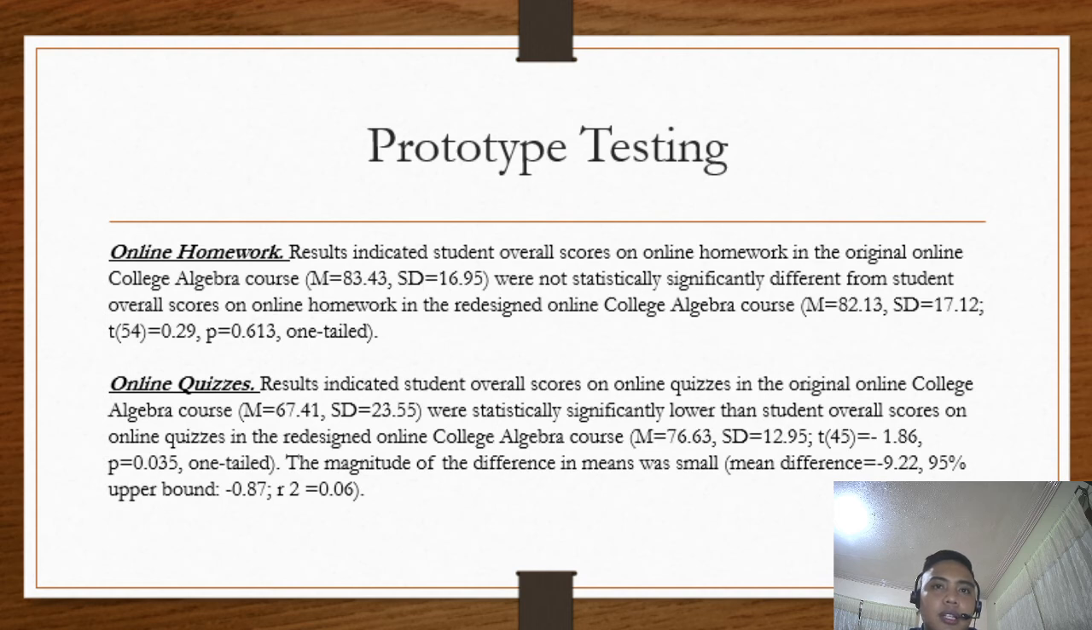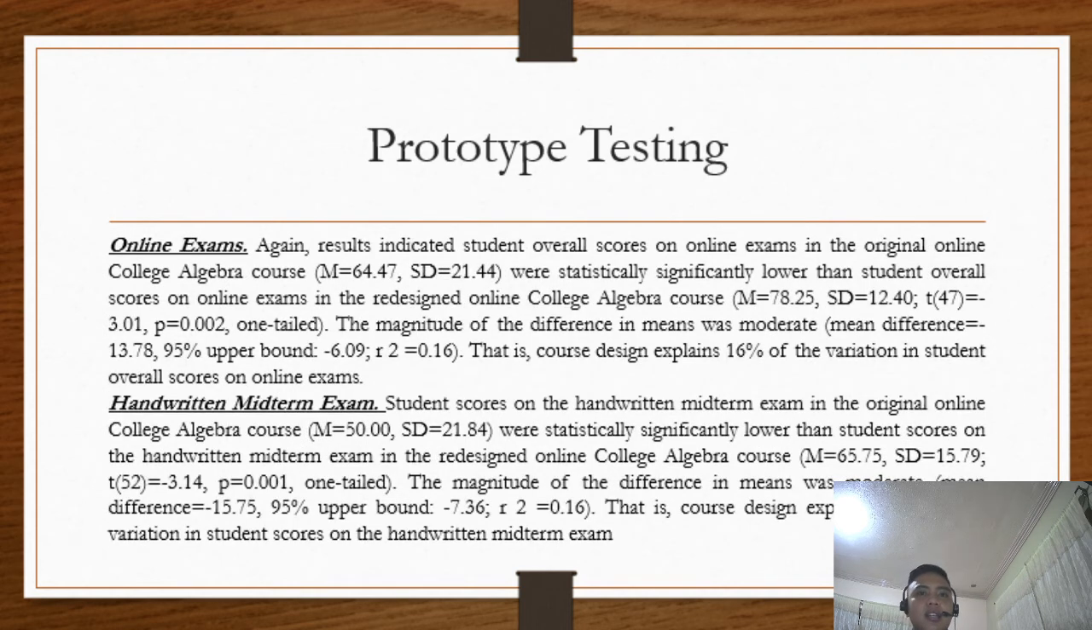Moving on, when it comes to online exams, again, the results indicated students' overall scores on online exams in the original online college algebra course were statistically significantly lower than students' overall scores on online exams in the redesigned online college algebra course. The magnitude of the difference in means was moderate. Okay, in online exams, it's moderate. That is, course design explains 16% of the variation in student overall scores on online exams.